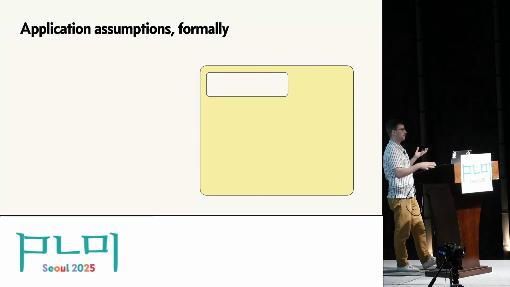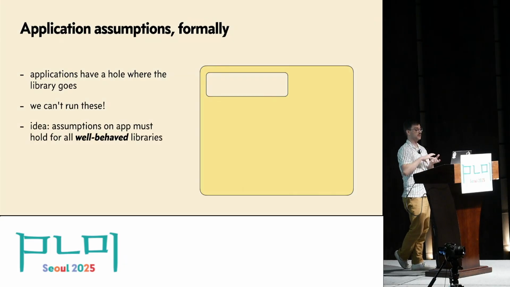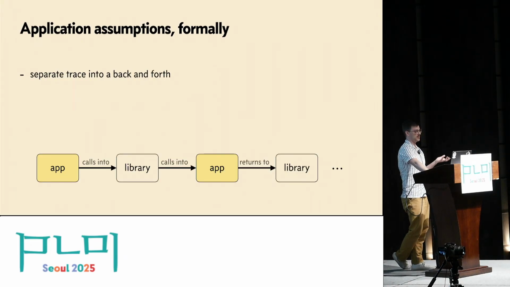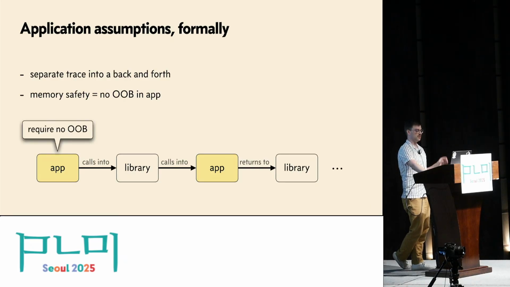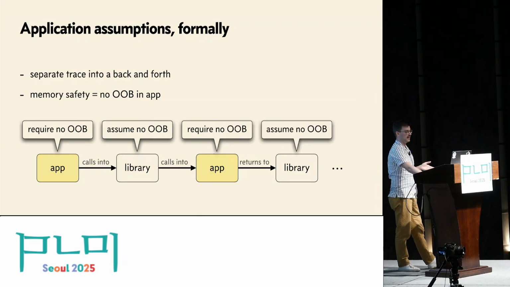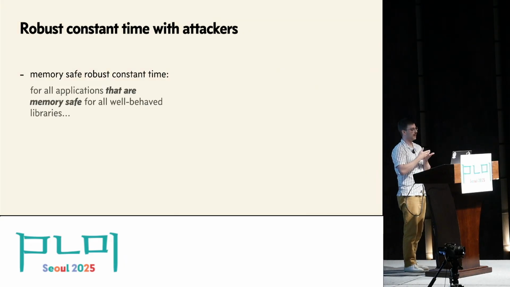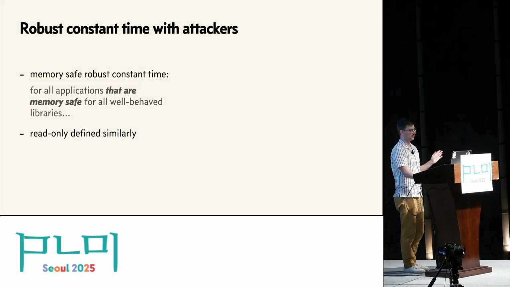Formally, these are properties about the application, but the problem when modeling this is that applications have a hole where the library goes, so we can't actually run these. So our idea is to capture assumptions in the application as something that must hold for all well-behaved libraries. That is, we can separate our trace into a back and forth between application and library. For instance, for memory safety, that is that there's no out-of-bounds behavior in the application, we require that there's no out-of-bounds behavior, but then we may assume that the library behaves properly and that our trace continues accordingly. Capturing robust constant time for memory safe attackers then is simply: for all applications that are memory safe, for all well-behaved libraries, we have this constant time property, and our other properties are defined similarly.